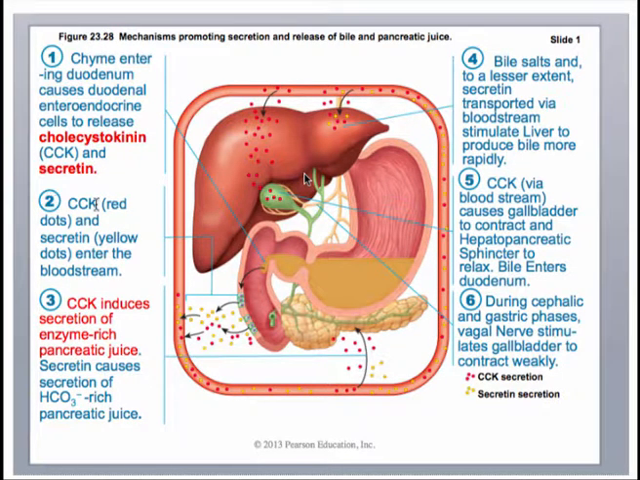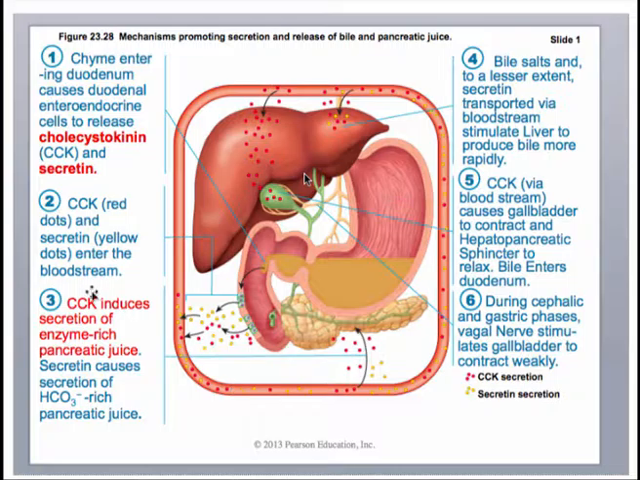If we follow the order here, when chyme enters the duodenum, so right here, that's going to cause cells to release two hormones called cholecystokinin, which has been abbreviated CCK, and secretin. Now CCK is represented by the red dots and secretin by the yellow dots. Those hormones now are going to enter the bloodstream. So here they are in the bloodstream.